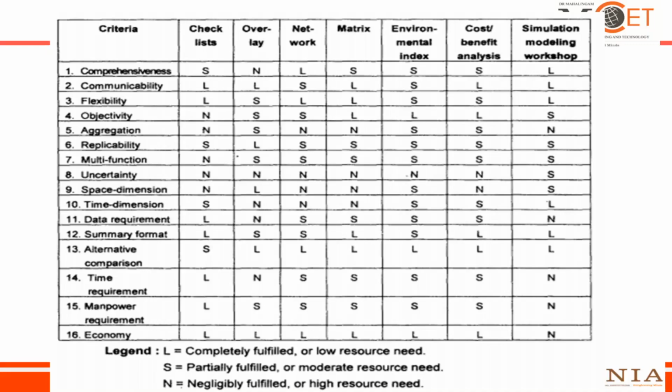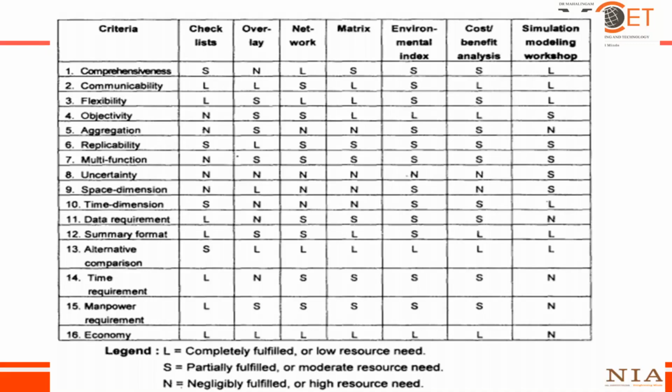Aggregation means whether the method is capable of putting everything together, summing up all the parameters and all the data. Replicability: whether the results can be replicated, right? Multifunction: whether it is capable of taking into account different functions, or is it focused only on one particular function? Uncertainty: whether it takes into account uncertainty.